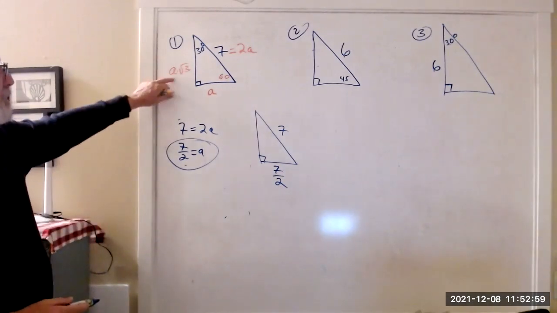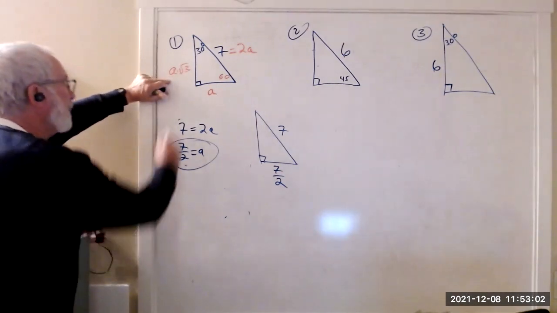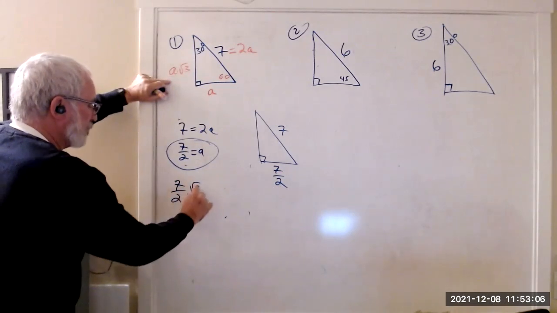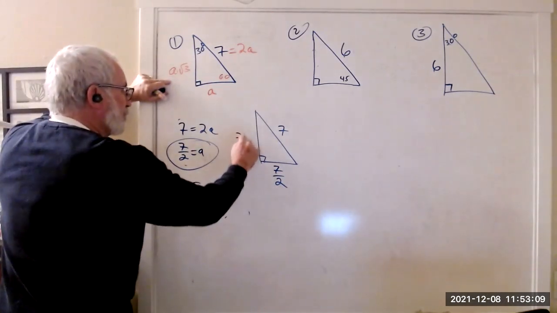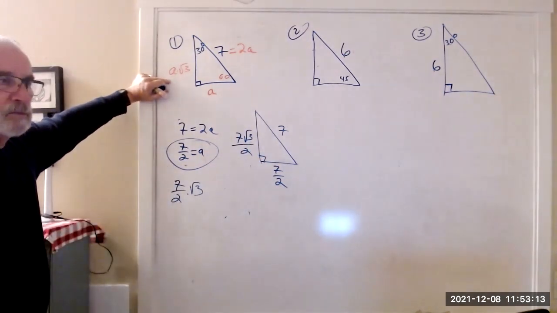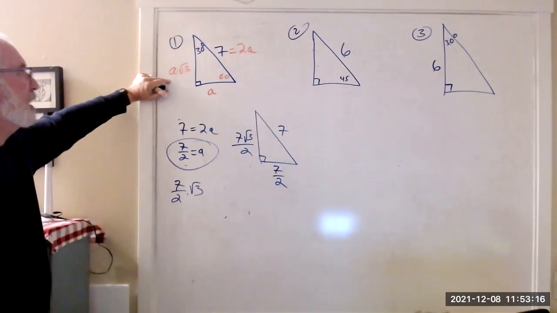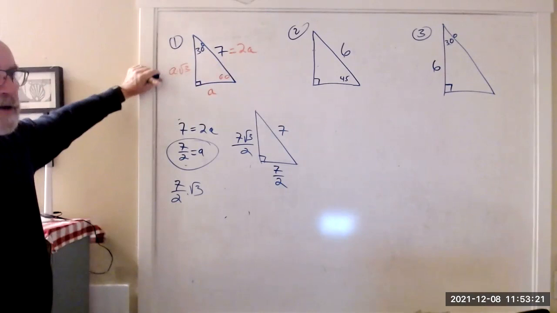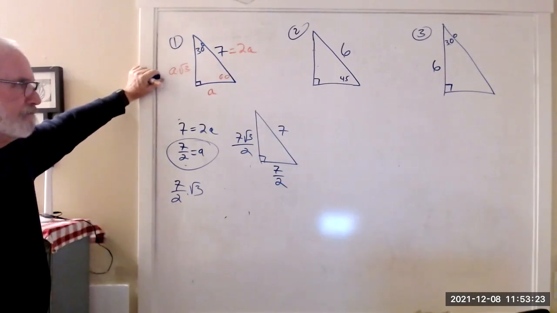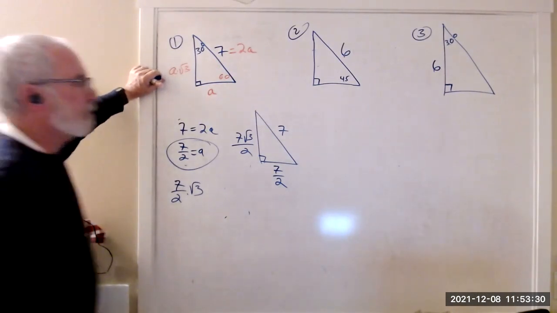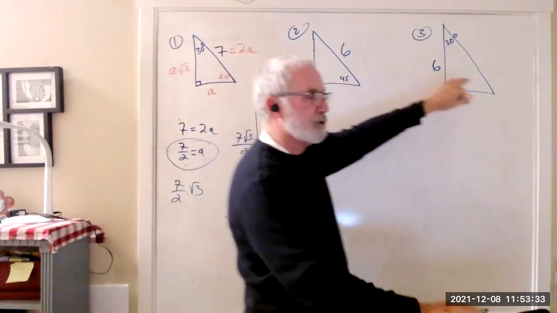Now, this side up here has to be A times the square root of 3. So 7 over 2 times the square root of 3, which makes it 7 square roots of 3 over 2. And that would be the missing sides for that triangle, according to the pattern. Is that okay with everybody or not? Okay, guaranteed that question. Let's come over here, do the other 30, 60, 90.